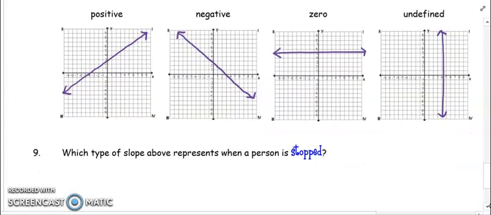Now, which type of slope above represents when the person is stopped? That means that their distance is not increasing or decreasing. Well, that's going to be a horizontal line. That's when the slope is 0.